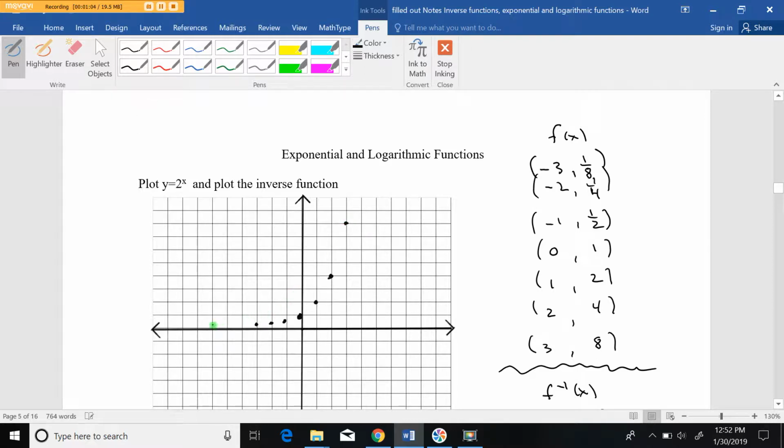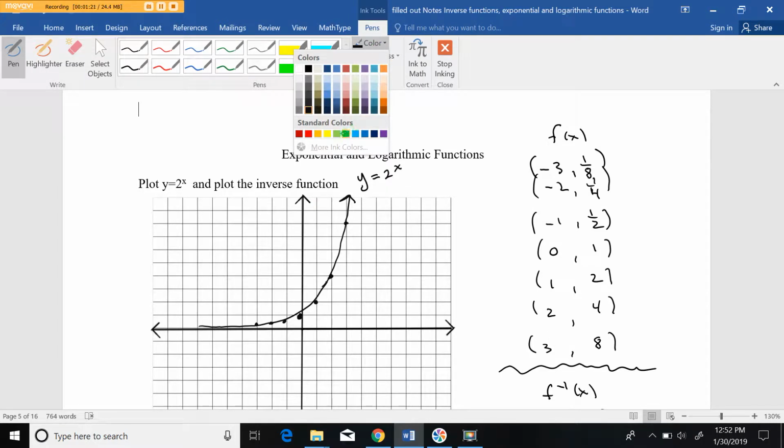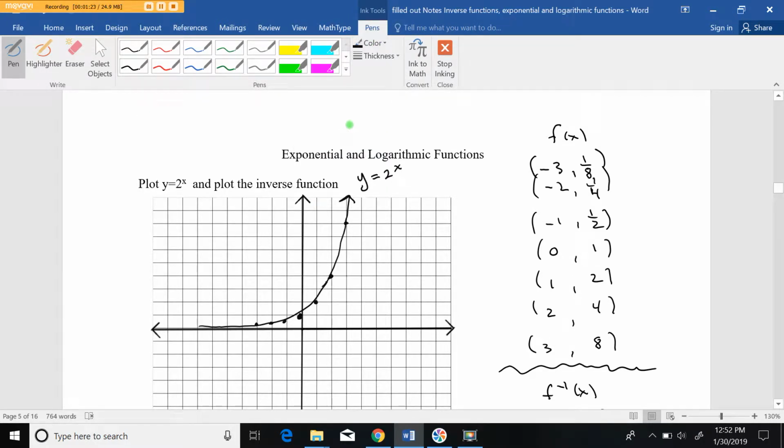I'm going to sketch that. Okay, so there is a graph of y equals 2 to the x. Now what we're going to do is plot its inverse function against it. I'm going to do the inverse in a different color. Inverse functions seem kind of green to me.